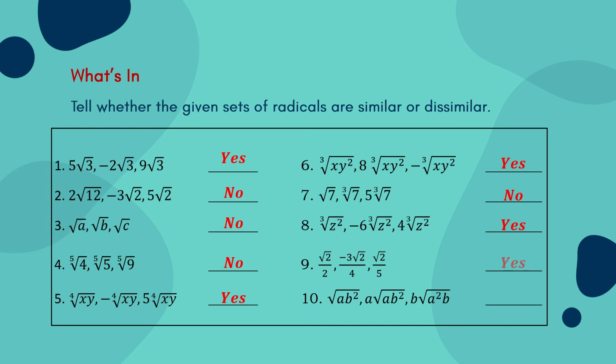It is not part. So therefore, the answer should be yes, as long as they have the same index and the same radicand. Last number: do they have the same index? 2, imaginary 2, imaginary 2. Square root na puro. Do they have the same radicand? ab square, ab square, a square b.